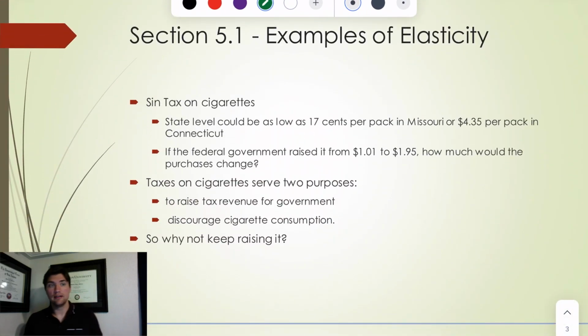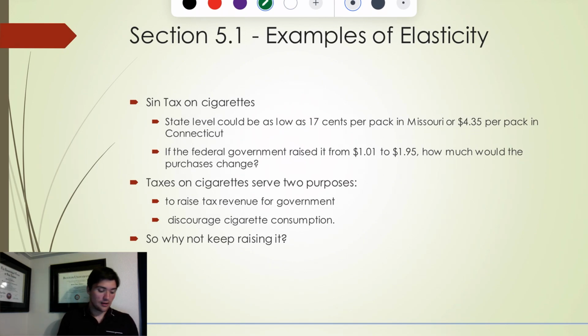There is a thing called a sin tax on cigarettes. Basically, governments use a tax in order to decrease the use of cigarettes. States could have a tax on cigarettes as low as 17 cents per pack, like in Missouri, or $4.35 per pack in Connecticut. Different states have different levels of taxes, and as we know with taxes, the more you put on it, the less you're going to buy.